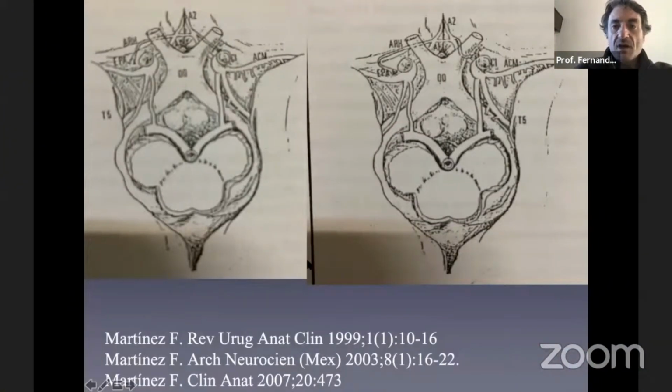I published this in the Uruguayan Journal of Clinical Anatomy in 1999. This is a very old drawing in which we can see 4 variations in the recurrent artery. First, the L-shaped artery. Second, the direct artery. Third, the recurrent artery. And fourth, the inverse L-shaped artery.